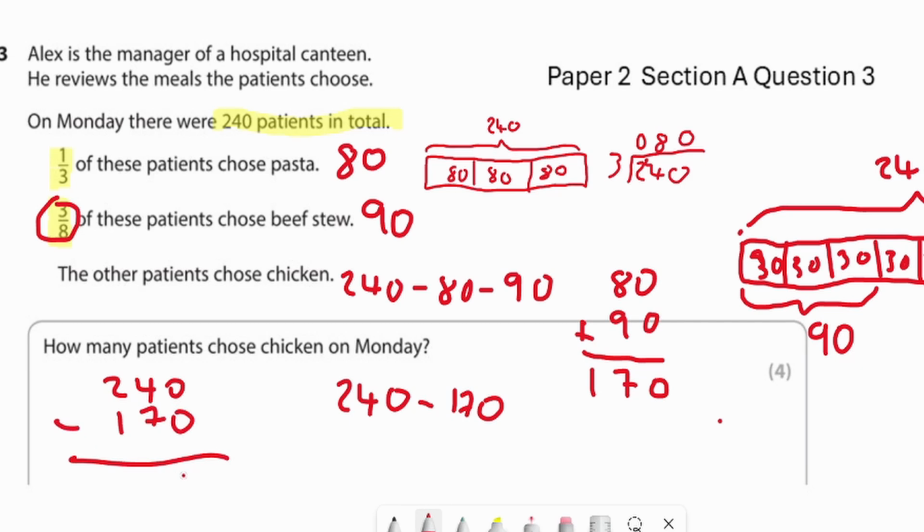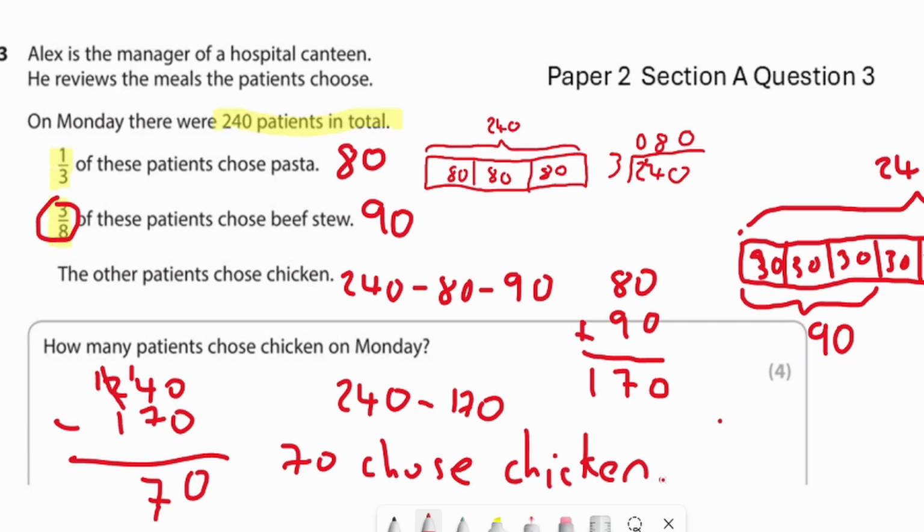Subtract 0 from 0, right, that's 0. Subtract 7 from 4, okay, I can't do that, so I'm going to borrow. Subtract 7 from 14, I get 7. And 1 from 1 is 0, so it's 70. 70 chose chicken. And that is the solution to this question. And that is 4 marks, which is not bad at all.